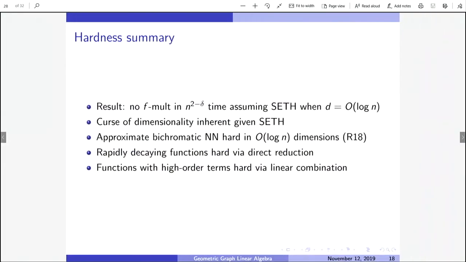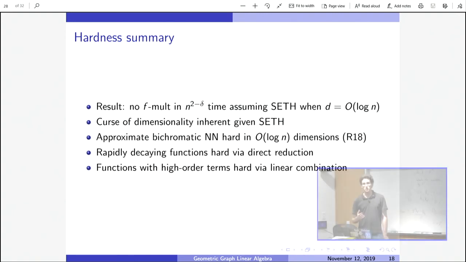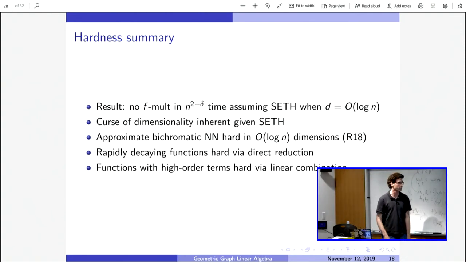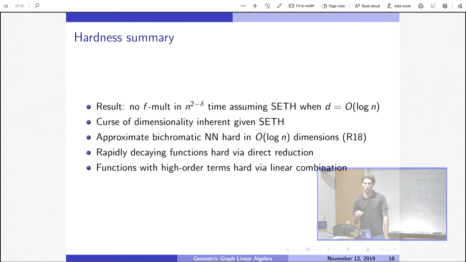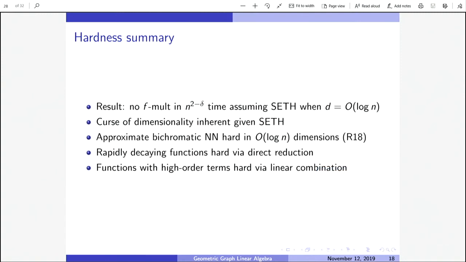Okay. Just to summarize, we showed that no algorithm can multiply by the F matrix in subquadratic time, assuming SETH. The way we showed that is by reducing from approximate nearest neighbors. It was shown last year that approximate nearest neighbors is hard for sufficiently small epsilon. Given that, fairly directly, you can show hardness for multiplying by rapidly decaying functions. And by taking a linear combination of a small number of matrix vector multiplications, you get access to a rapidly decaying function.